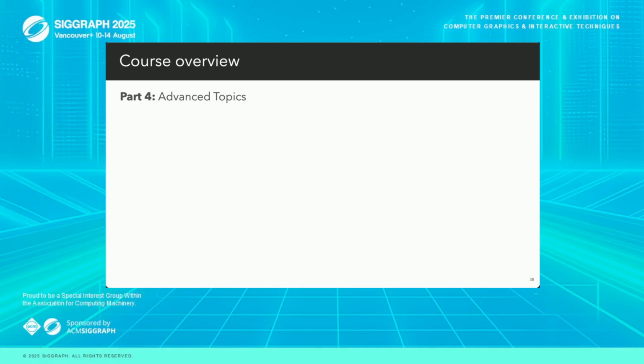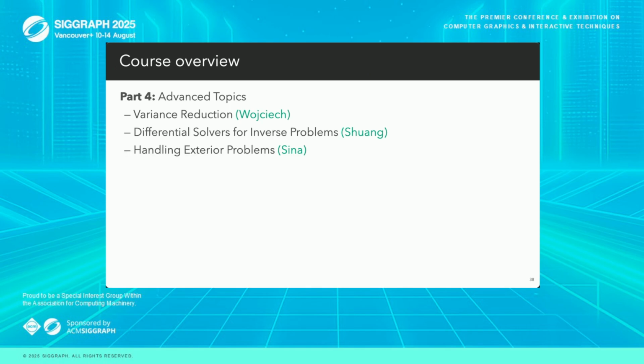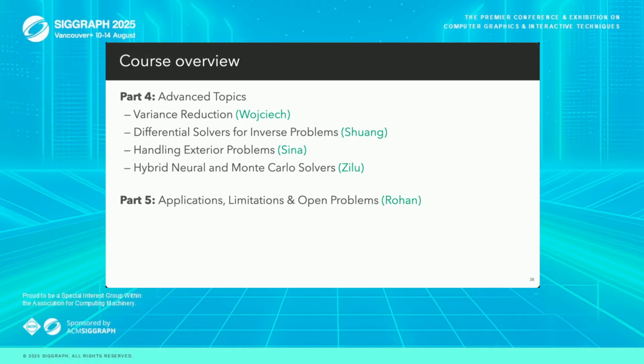In part four, we're going to bring in our guest speakers who are going to talk about some more advanced topics, some of the sort of cutting edge stuff that's going on right now: techniques for variance reduction, making things faster, differentiable solvers for inverse problems, so sort of automatically figuring out model parameters, handling exterior problems, so I care about not the inside of the object, but what's going on everywhere else, and finally, talking about hybrid neural and Monte Carlo solvers, so working sort of learning-based ideas into the picture. And at the very end, we'll talk about some applications, limitations, and open problems.